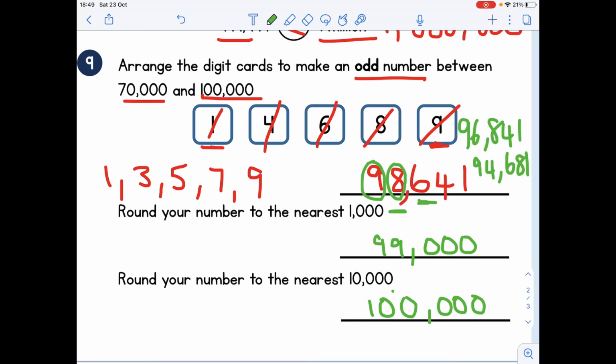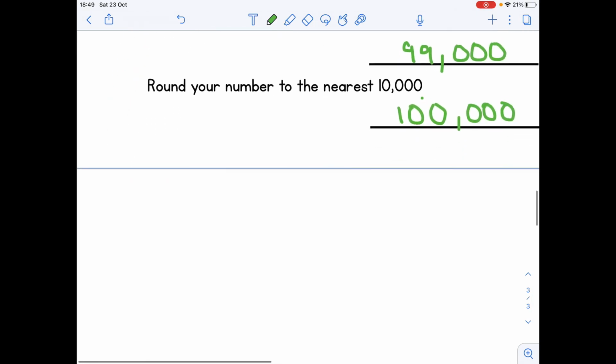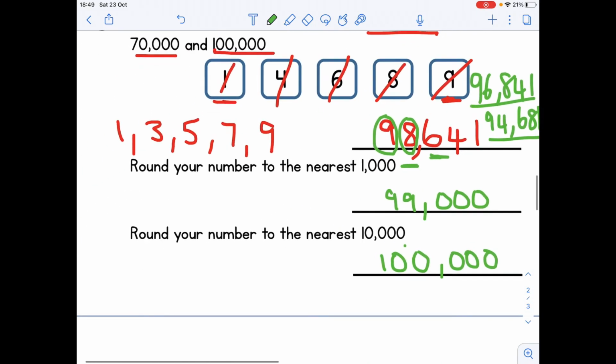If you had chosen 96,841 to the nearest thousand, it would be 97,000, and then to the nearest 10,000, you would again round up to 100,000. And then if you had put that as your number, to the nearest thousand, it would be 95,000, and then to the nearest 10,000, it would be 90,000. But please ask me if you are unsure or you have chosen a different number.